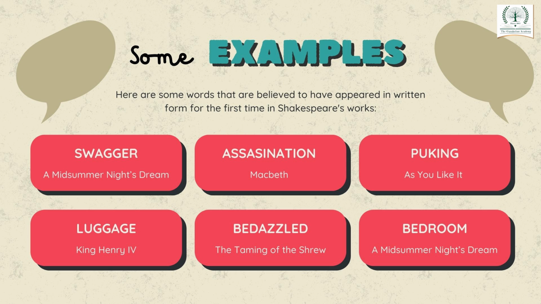Here are some words that are believed to have appeared in written form for the first time in Shakespeare's works. Swagger, A Midsummer Night's Dream. Assassination, Macbeth. Critic, As You Like It. Luggage, King Henry IV. Bedazzled, The Taming of the Shrew. Bedroom, A Midsummer Night's Dream.